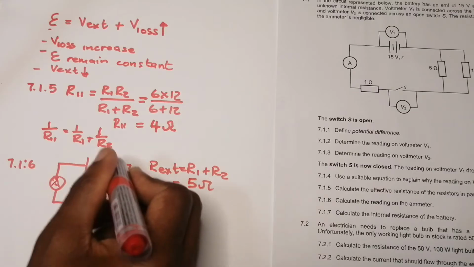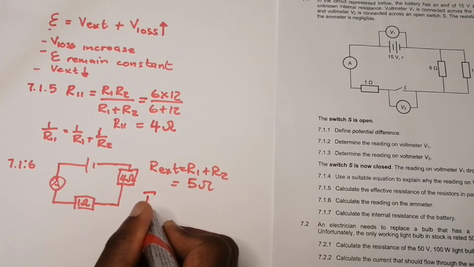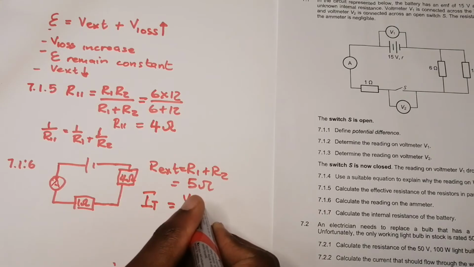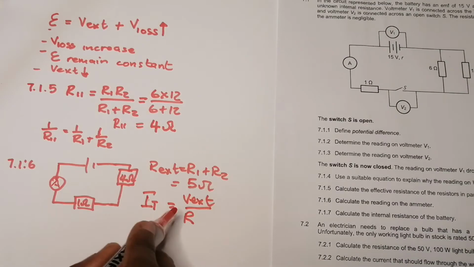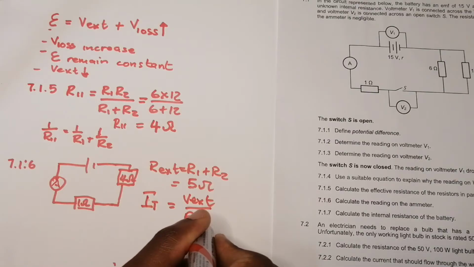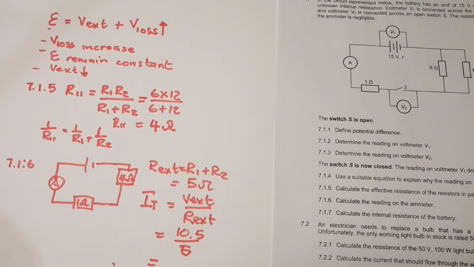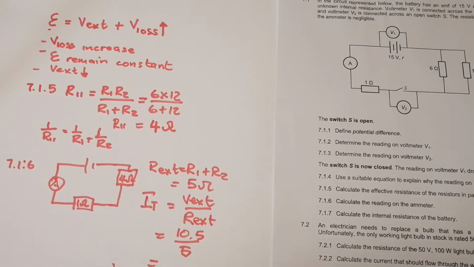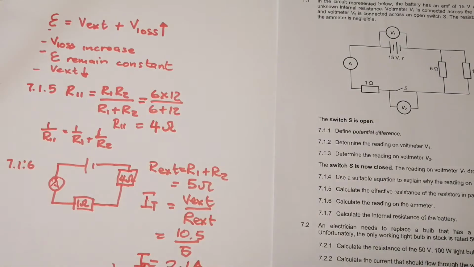Remember, we've got the external voltage that was supplied. So now I can simply say my total current is equal to V external. Remember, we said voltage with its corresponding resistance, right? So it's going to be V external divided by R external. What does that give us? That's 10.5 divided by 5, and we get a value of 2.1. So that's 2.1 amperes. So that's the total current that's flowing in the external circuit.